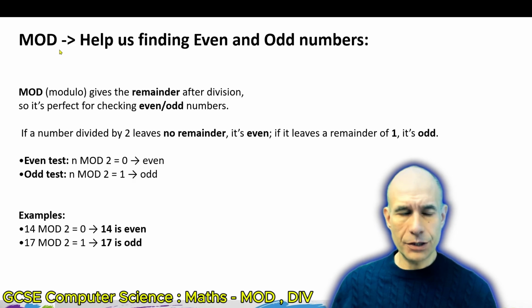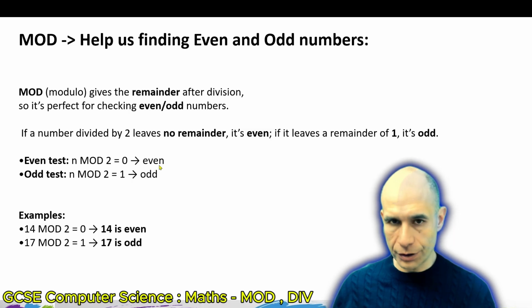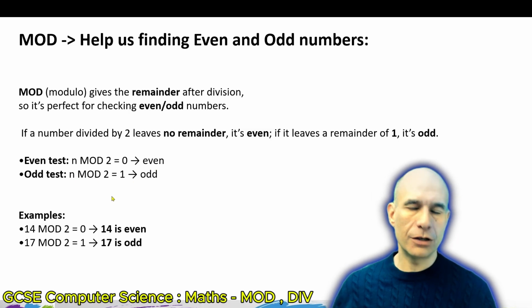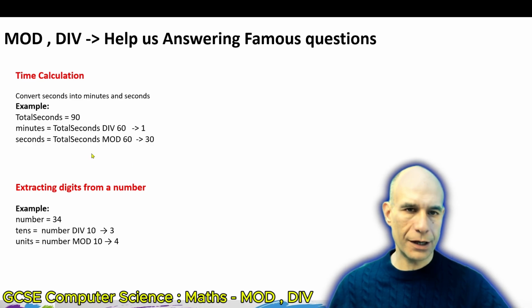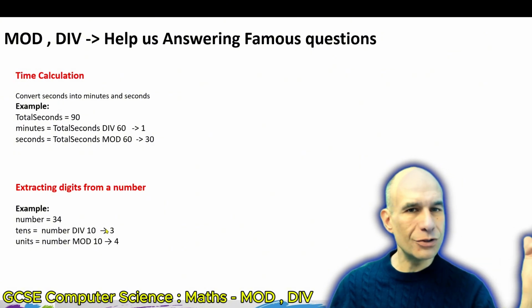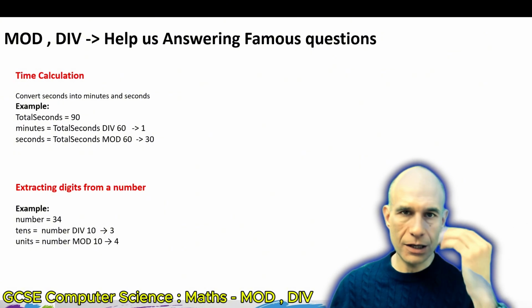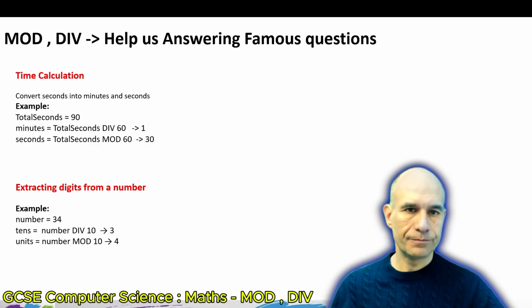And the main use case of the modulo is to find if the number is even or odd. So you can always find out if you do a mod of 2 of that number. If the remainder is 0, it means the number is even. If the remainder is 1, it means that the number is odd. And also these types of questions, you know, time calculation, converting seconds to minutes and seconds, or extracting digits, these are the types of questions which you may get in the GCSE exam related to use cases of the quotient and modulo.